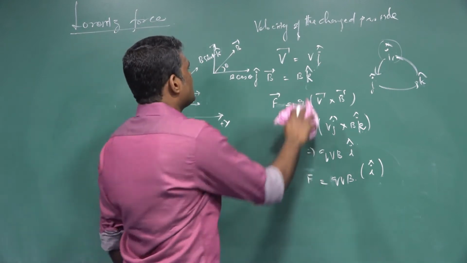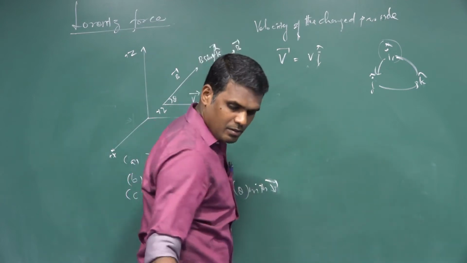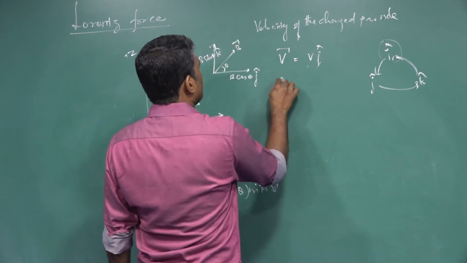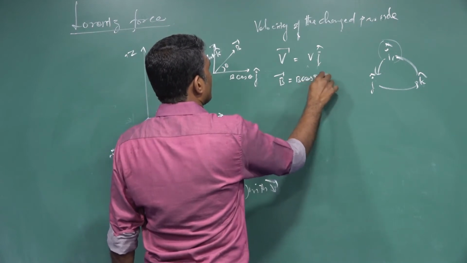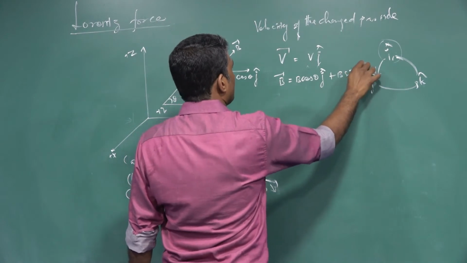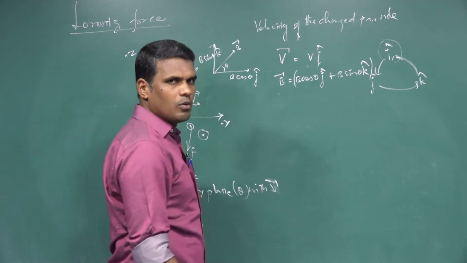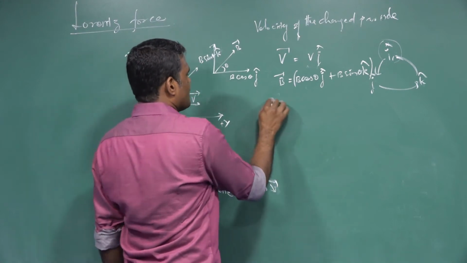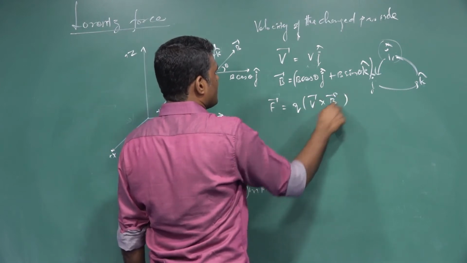So B vector must be represented as B vector is equal to B cos theta j cap plus B sin theta k cap. These are the two components of this magnetic field now. What is the magnetic Lorentz force here? F vector is equal to Q into V vector cross B vector.